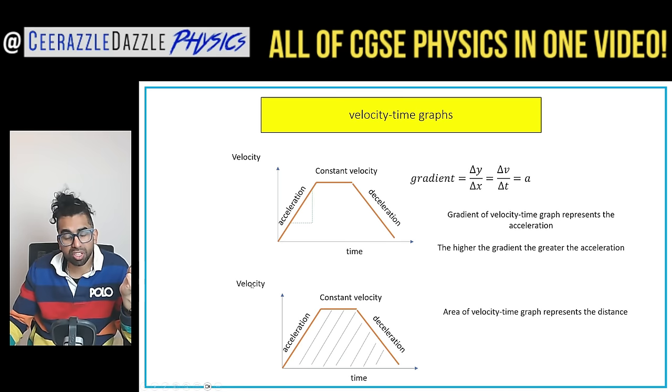Okay, and also if I'm asked about the distance traveled for this journey, it is simply going to be the area under the line. So the area of a velocity time graph represents the distance traveled over here. You can even use the trapezium rule for the area, half (a + b) times h to do that, where this is a, this is b, and the h is the distance between them. Or you can work out the area of this triangle plus the area of this square plus the area of this triangle over here and add them together to work out the total distance.